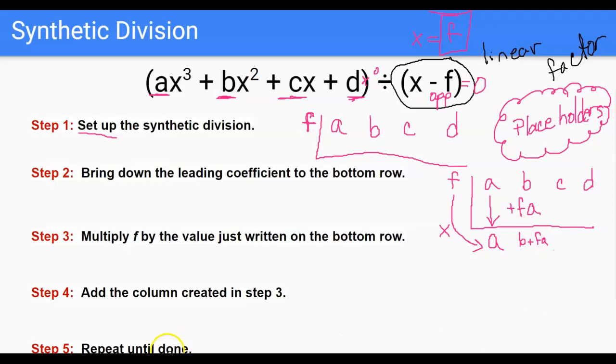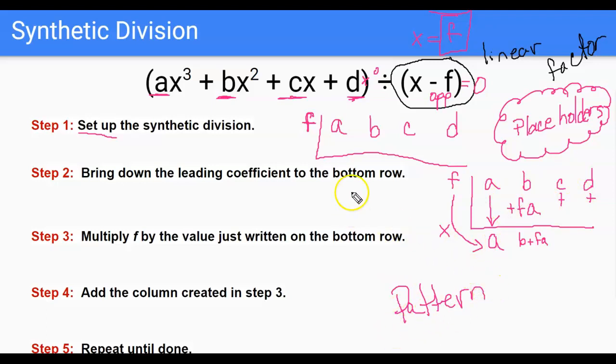And then we're going to repeat until it's done. So then I'm going to keep taking f times this number, and then I'm going to add this, and then I'm going to take f times that number, and put it here, and then we're going to add this. And then when I get to this last row and there's no other row to go to, I can just stop adding. And so that is the pattern that we are going to follow to help us do synthetic division.